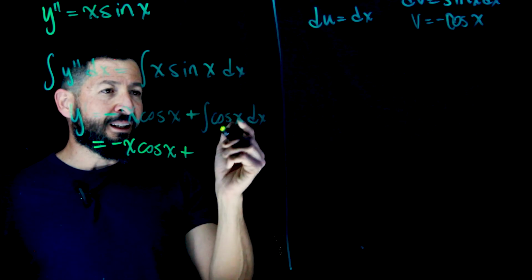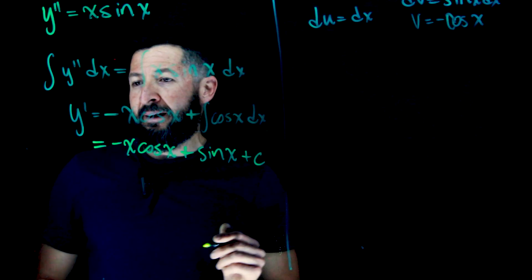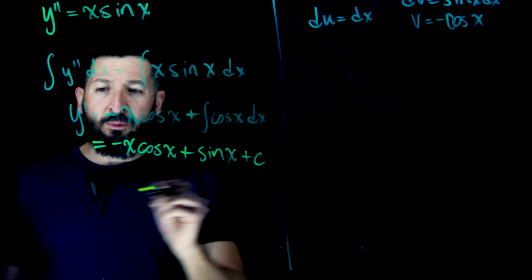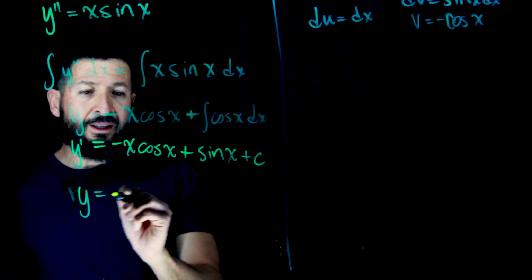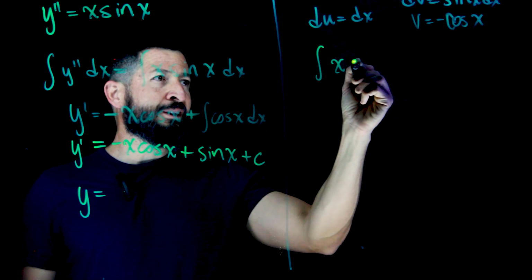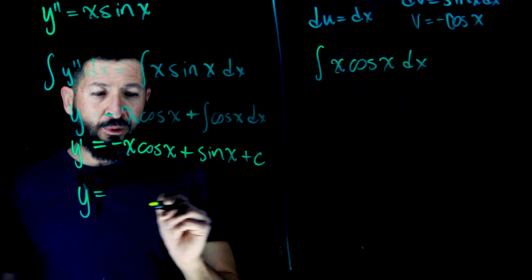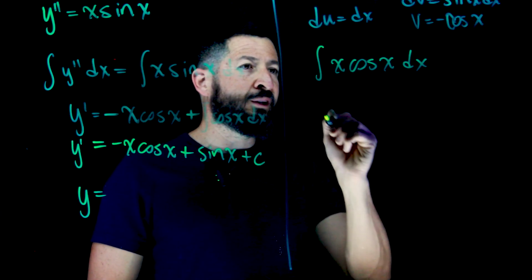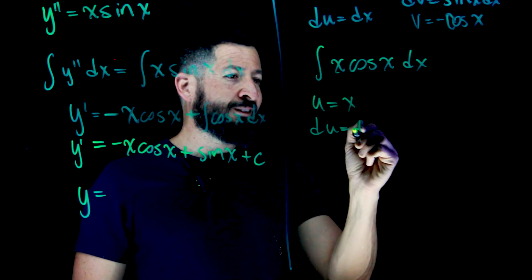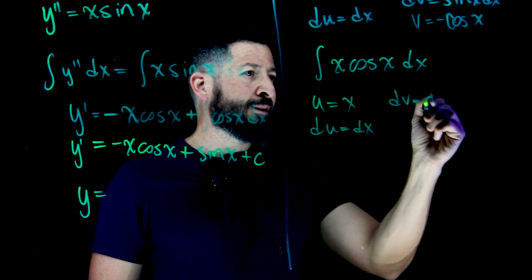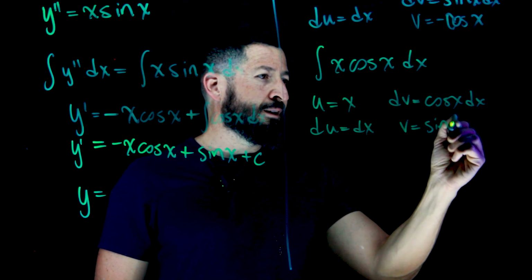So the antiderivative here is going to be the sine of x plus c, and that's going to be my y prime. So to get y, I'm going to integrate again. When I integrate, I'm going to get y. I'm going to have to compute the integral of x cosine x, and I'm going to write it here, and the integral of the sine as well. We're going to leave that room. Let's compute here. Same as above, u equals x, du is dx, dv is the cosine dx, and then v is going to be the sine x.